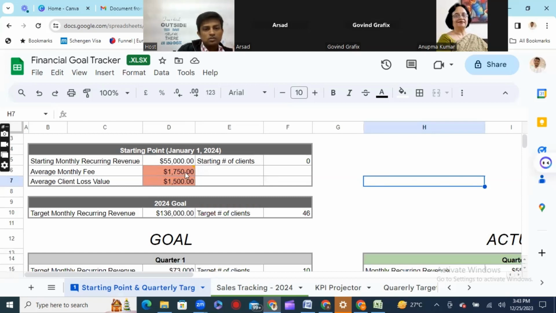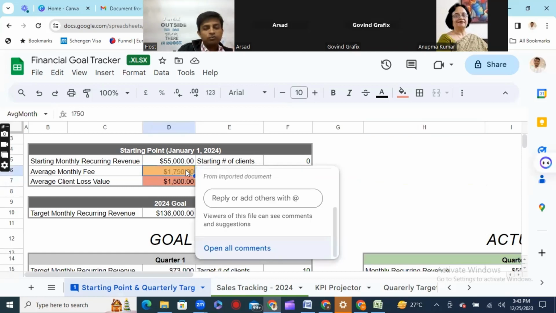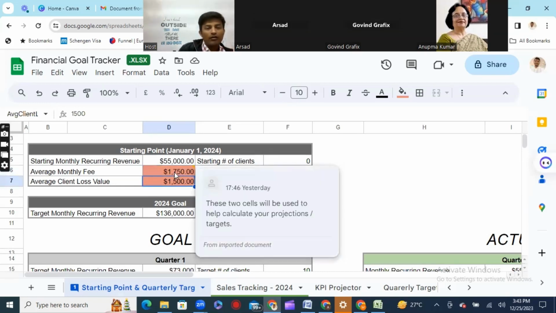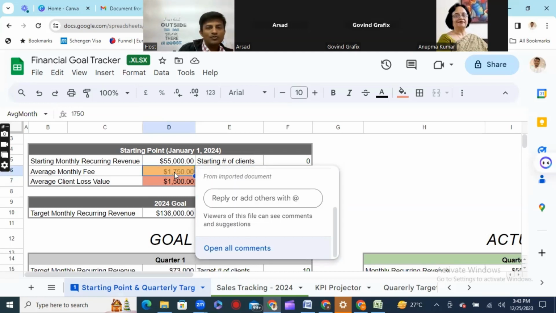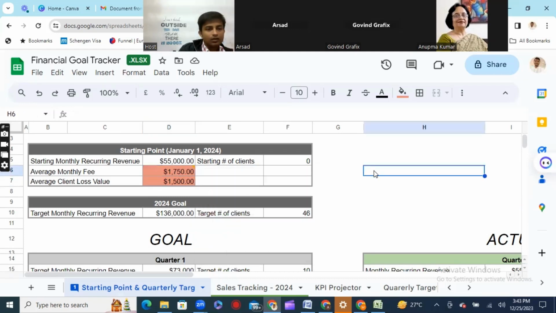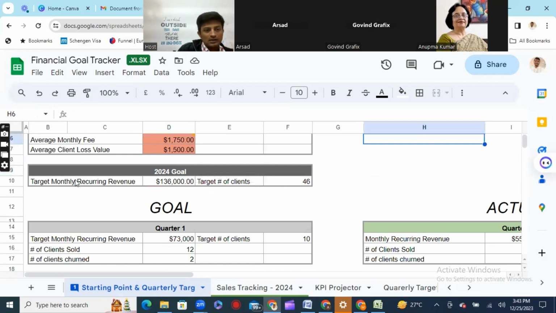Next, the average client loss value. We will focus on monthly recurring revenue. If one client leaves, how much money will you lose? And if one client joins, how much revenue will you make? So it has to be clear. Then you can calculate your target monthly revenue later.